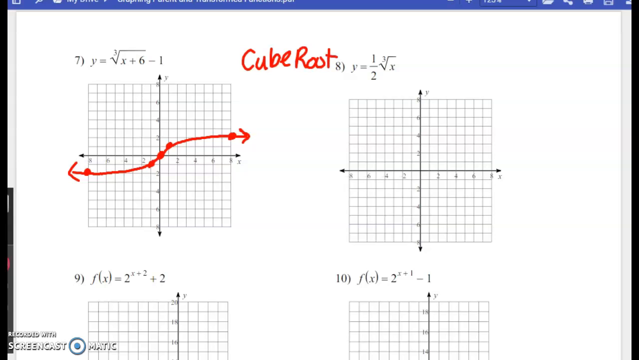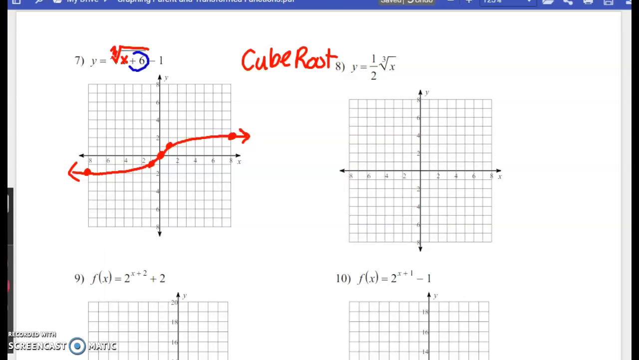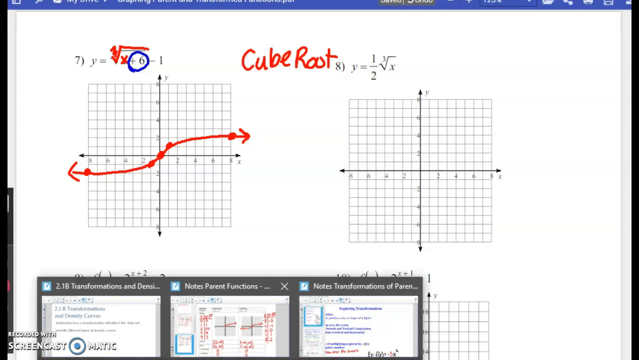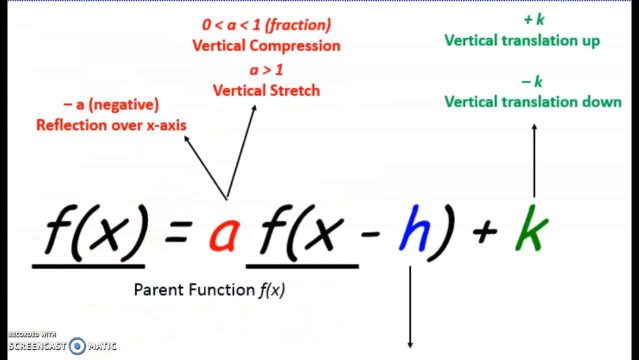Now the transformations, and I numbered them for you as a little hint, says there's 2 of them. And really everything but this parent is therefore a transformation. So that means this plus 6 is a transformation. And if you go to your notes, again, you have your notes you can use. I go to my notes on transformation. I go to my little cheat sheet.